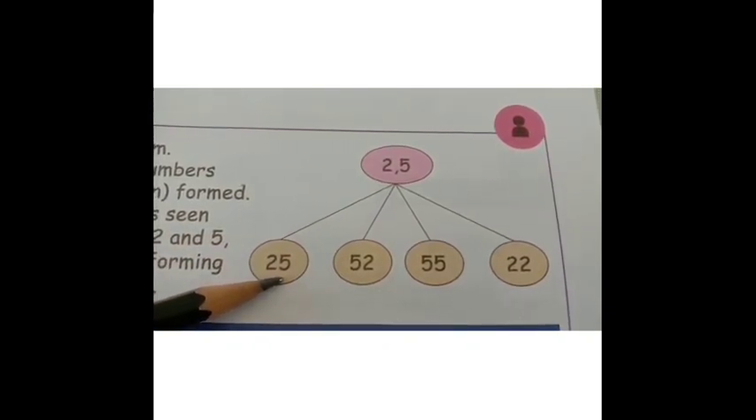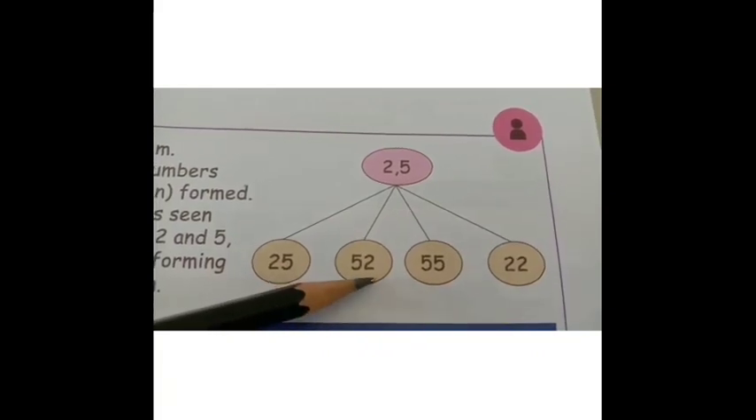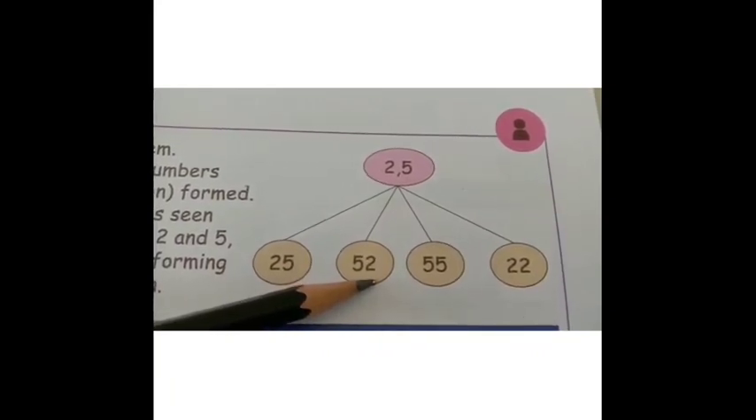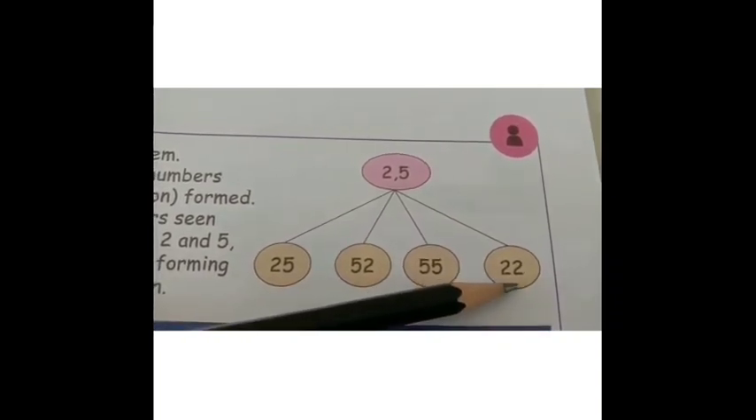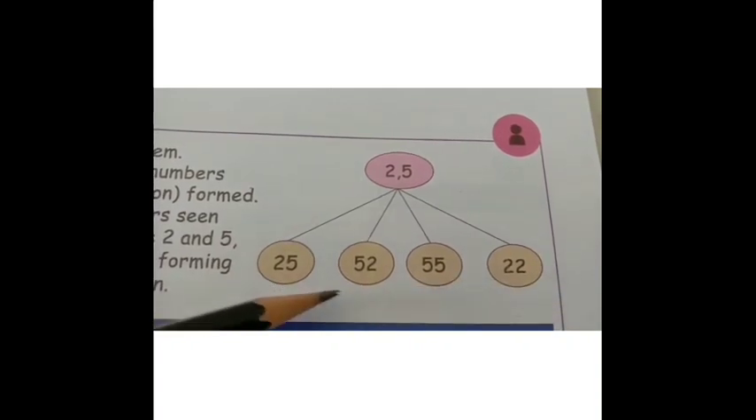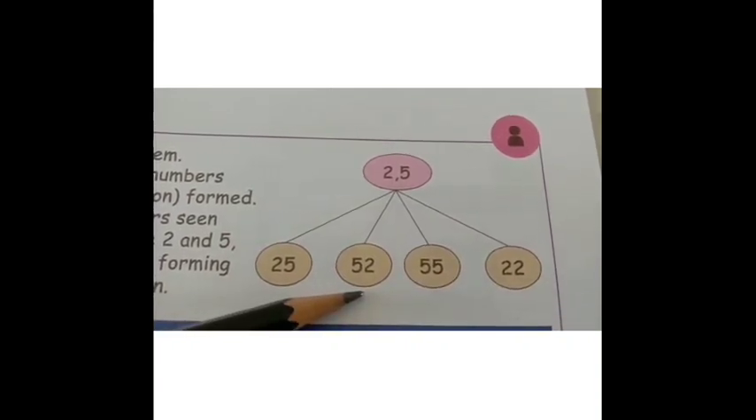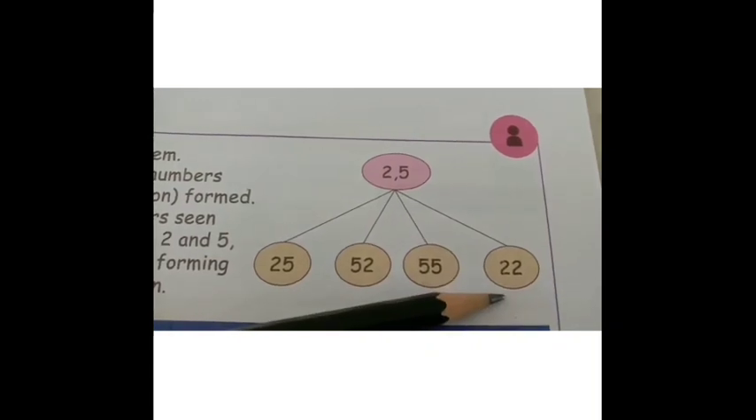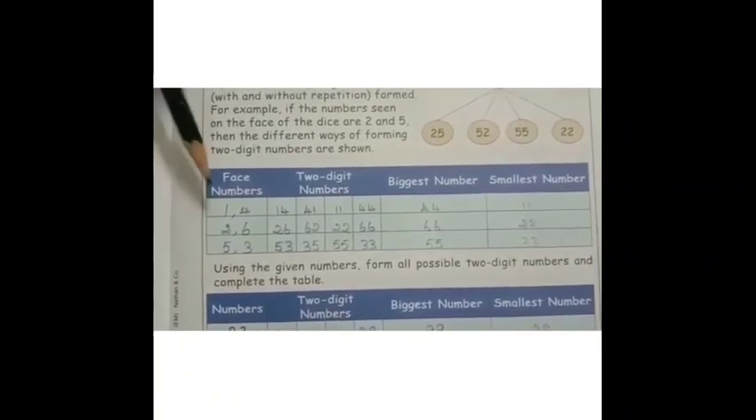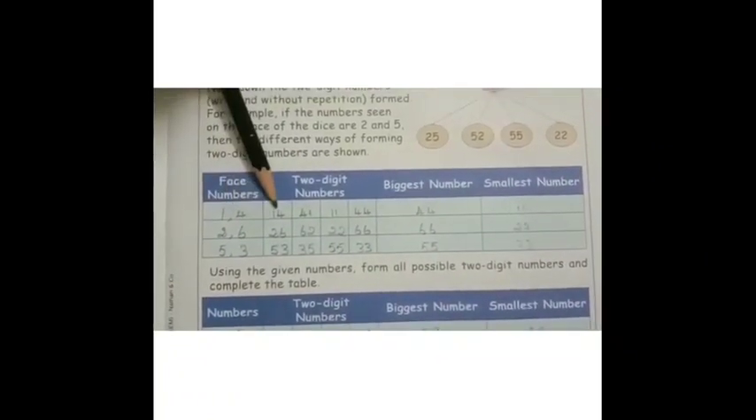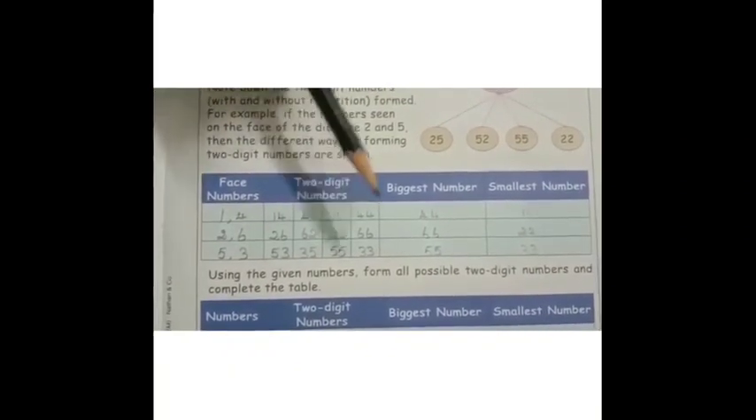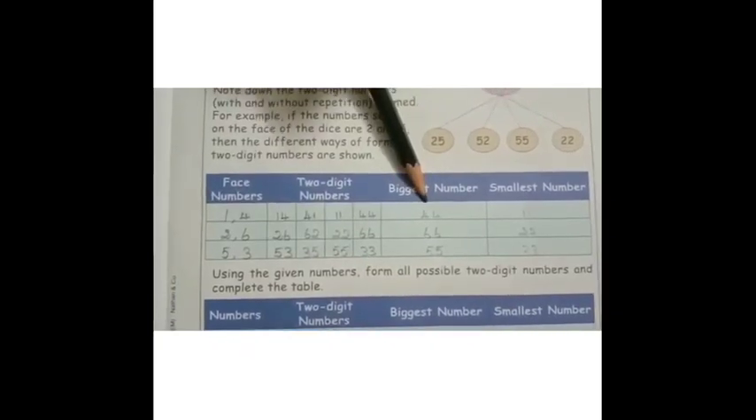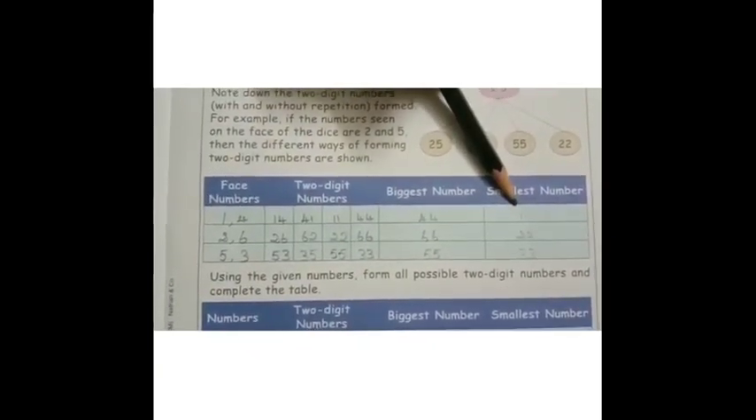2, 5, 25. 5, 2, 52. 5, 5, 55. 2, 2, 22. These two numbers are without repetition and these two numbers are with repetition. If the face numbers are 1 and 4, the 2-digit numbers are 14, 41, 11, 44. Biggest number is 44, smallest number is 11.